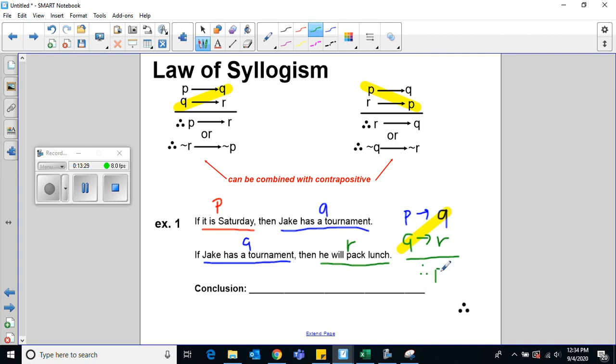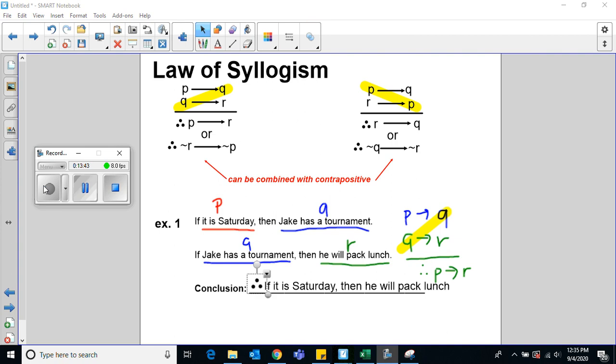Okay, and if you wanted to, you could also do the contrapositive of this, and it will also be a valid statement. Okay, so then you could write this out in words. Therefore, if P, then R. And so then we have our conclusion. If it is Saturday, then he will pack lunch, or you could say then Jake will pack lunch.